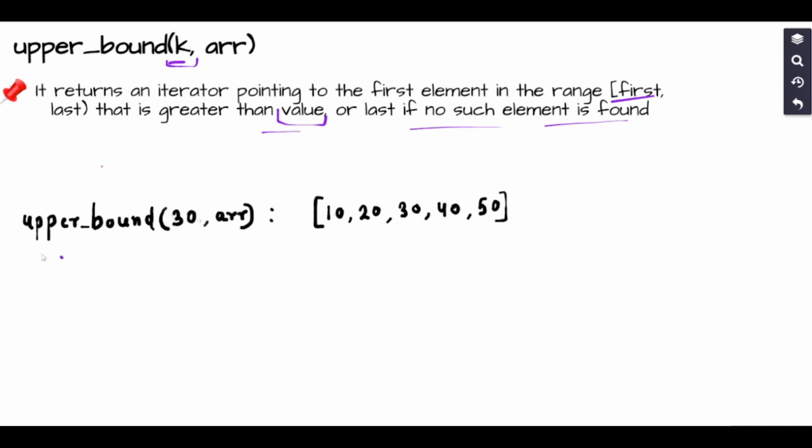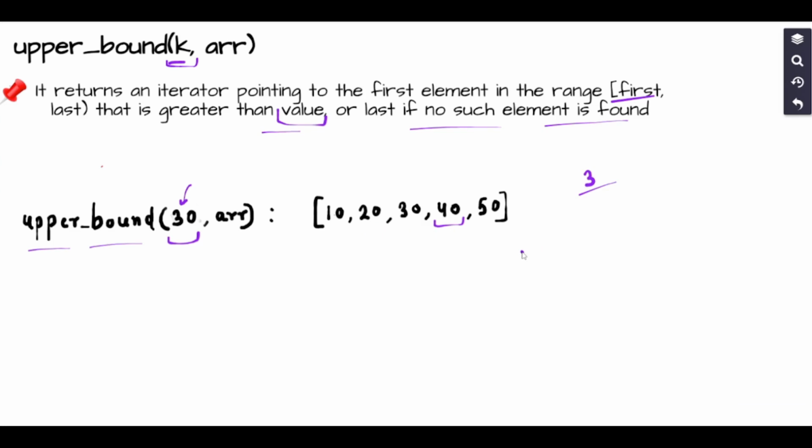For instance, let's take an example. Let's say we want to find an upper bound to the element 30 in this array. So we want to find the very first occurrence of an element which is just greater than 30, and that occurrence is this 40. And the index for this 40 is 0, 1, 2, 3. It is 3. Fine. So how do we find that?